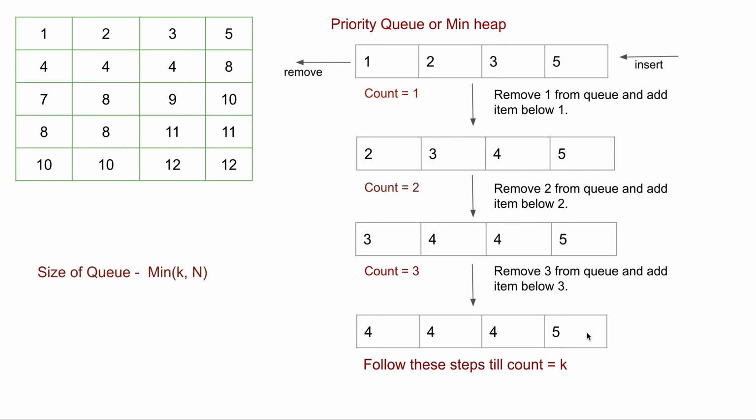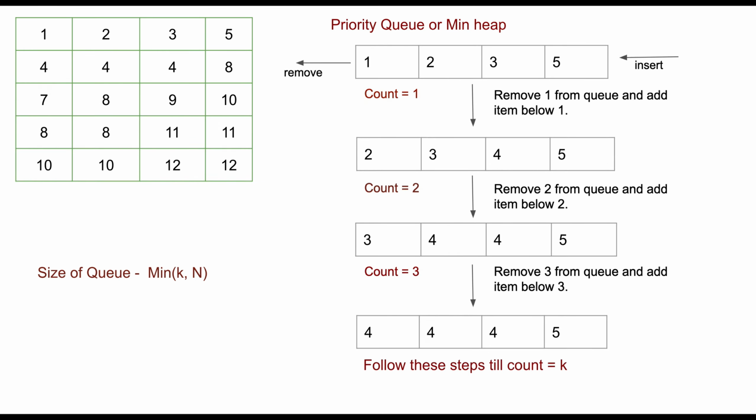We'll repeat these steps till our count becomes equal to k, and then we'll return the value present at the head of this queue. For this approach to work, the priority queue should arrange elements in such a way that whenever we are doing a remove operation on the queue, we should always get the smallest element.